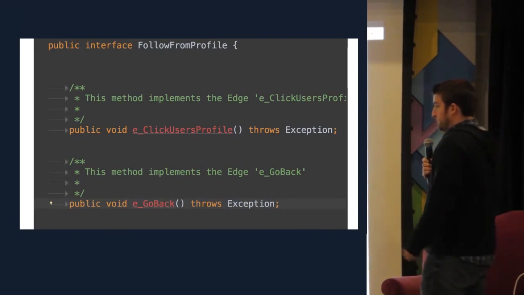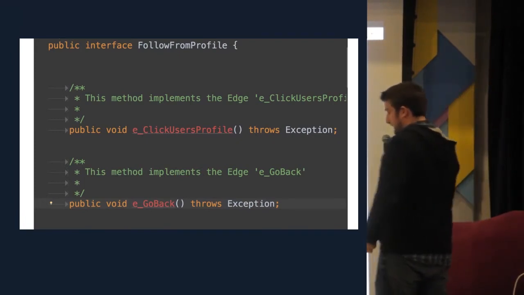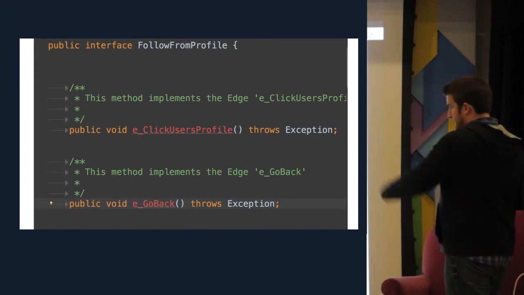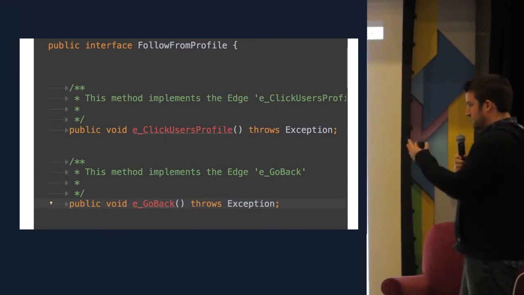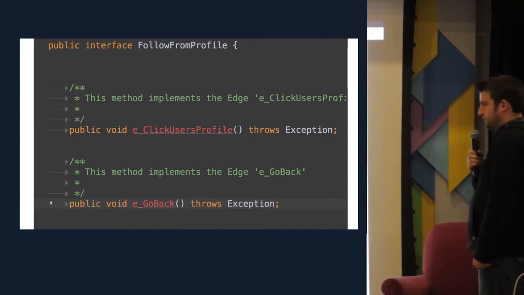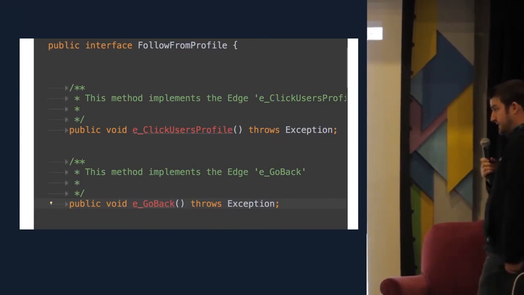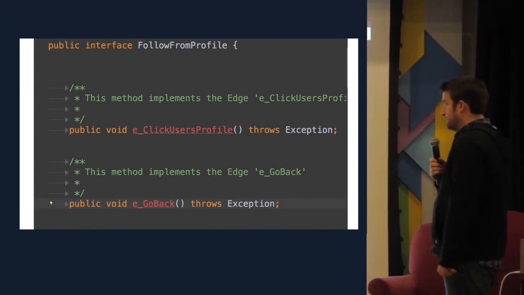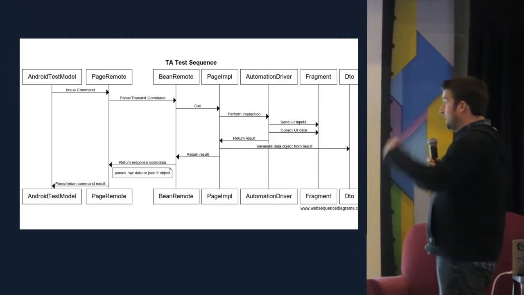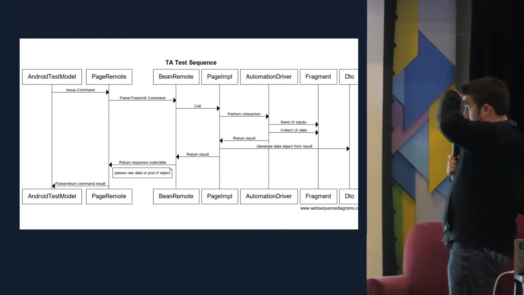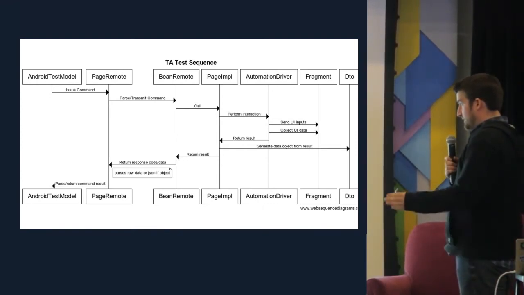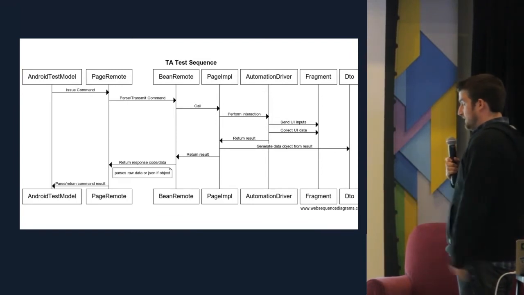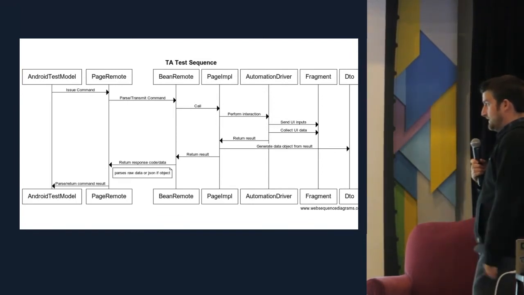So here is an edge that needs to click user's profile. Here's an edge that needs to go back. And when you're implementing this as a developer, you actually make it do these things. It's really, you know, it's dumb. It's not going to do that for you. And then this is a pretty interesting sequence diagram of what's happening when we're actually running these automated tests.